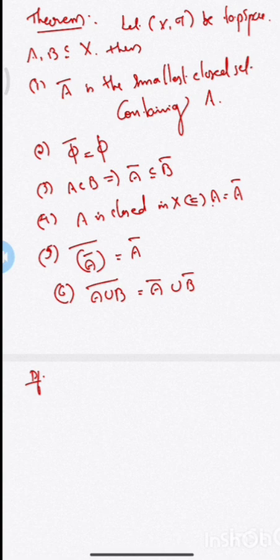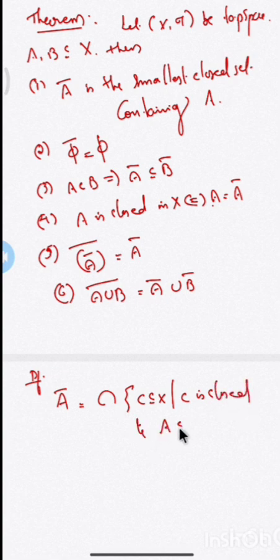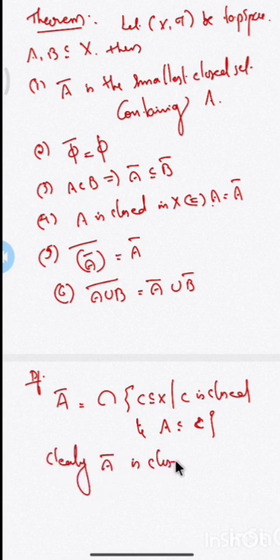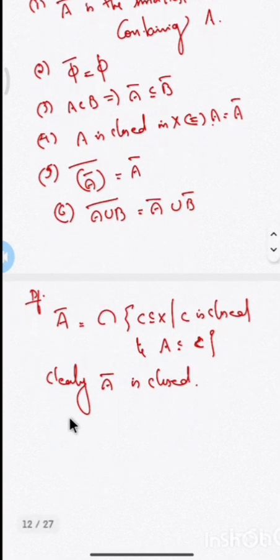The first property says A closure is the smallest closed set containing A. By the definition, A closure equals the intersection of all C subset of X such that C is a closed set and A is contained in C. This was the definition of closure. By the definition itself, it is an intersection of closed sets, correct? So A closure is closed. And can you see that it is the smallest one? Yes, because A closure is the arbitrary intersection of sets in this collection, A closure will be contained in every set in this collection.